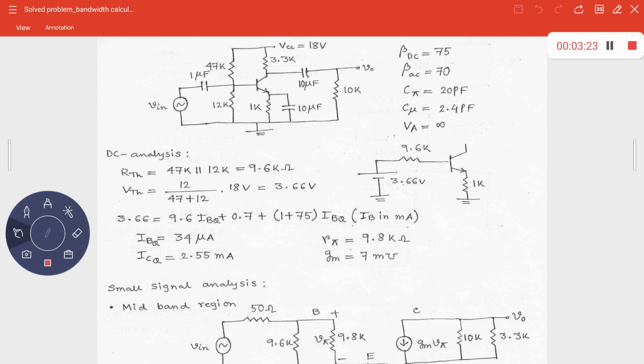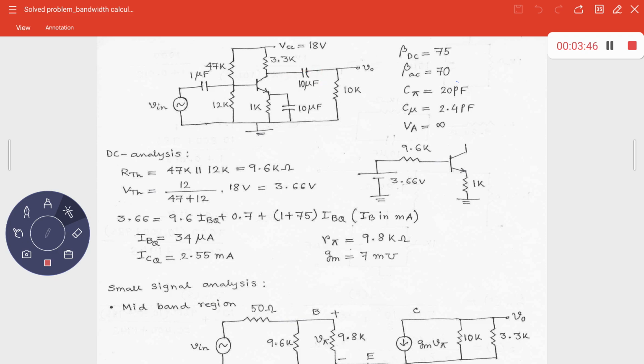As you understand, this is nothing but a common emitter amplifier with the different capacitors present. You have the coupling capacitor, the value is 1 microfarad. Last time we explained why this is in the range of microfarad, not in picofarad or nanofarad. Then you have this bypass capacitor of 10 microfarad. We have a load capacitor as well, 10 microfarad.